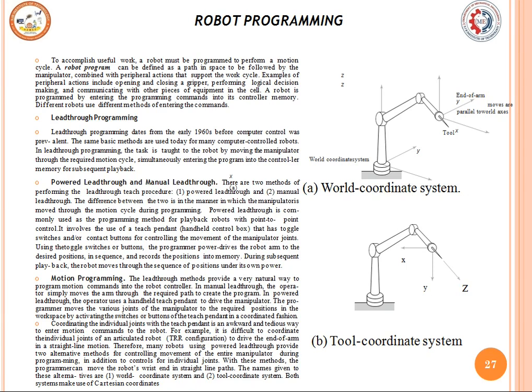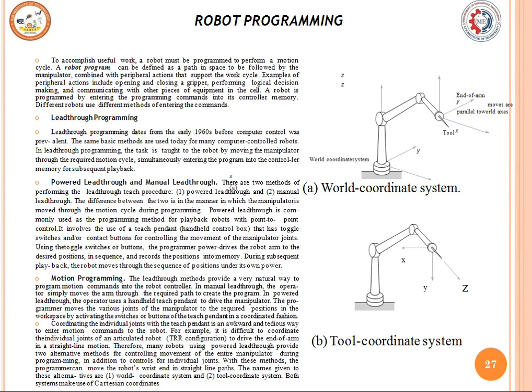Powered lead through and manual lead through. There are two lead through teach procedures, powered lead through and manual lead through. The difference between the two is how the manipulator is moved through the motion cycle during programming. Powered lead through is commonly used as a programming method for playback robots with point-to-point control. For this you are going to use the teach pendant, toggle switch, contact button for controlling motions of the manipulator. In motion programming, lead through methods provide a very natural way to program motion commands into the robot controller. Manually, the operator simply moves the arm through the required path to create the program.